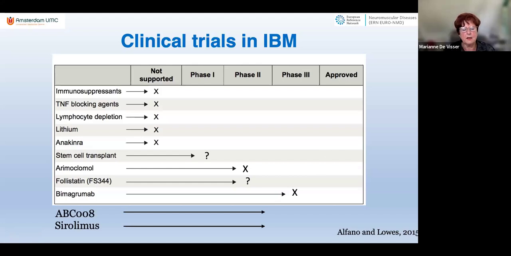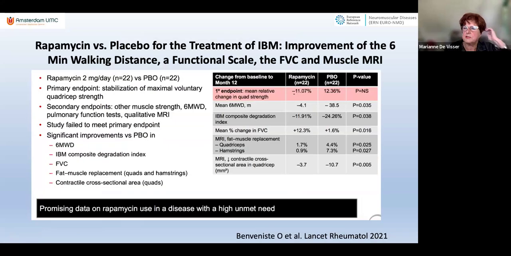The first one depletes highly differentiated cytotoxic T cells, and both trials are in progress. I will start with rapamycin. There has been a phase 2 trial conducted by Olivier Benveniste. I mentioned him before. He is based in Paris, in France, and he included 44 patients, 22 on rapamycin and 22 on a placebo.